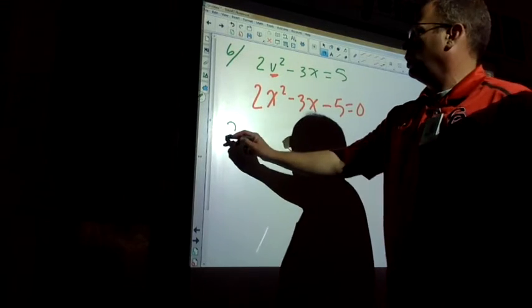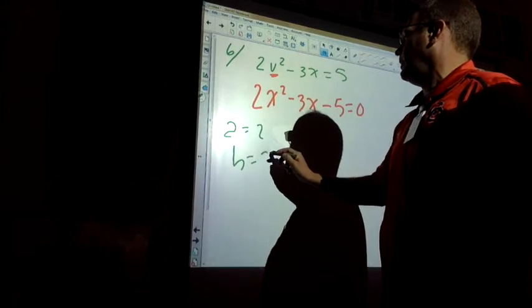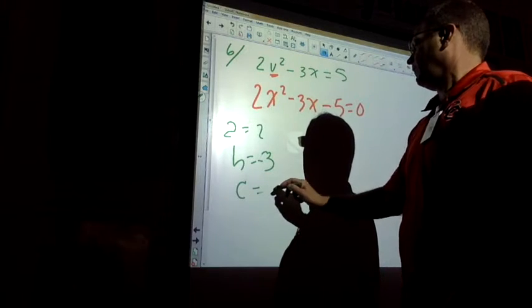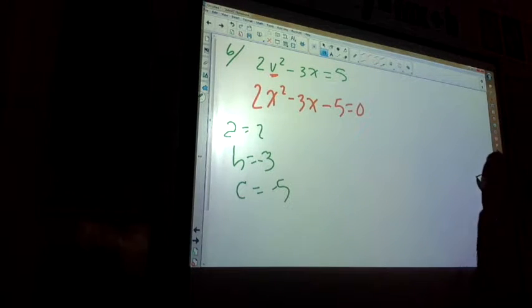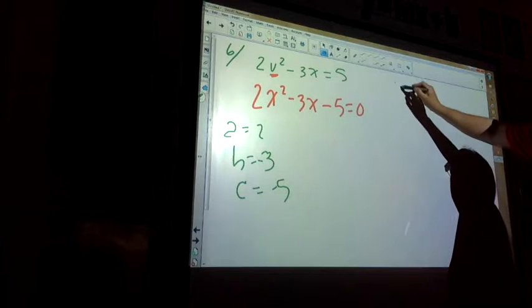So my A value is 2. My B value is -3. And my C value is -5. Remember, you have to make it equal to 0, so you have to move everything over. And we know this.